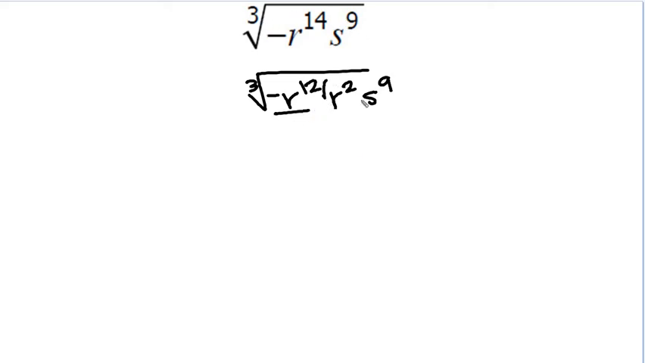So that's coming out, staying in, coming out. So 12 divided by 3 is going to give me negative r to the 4th. 9 divided by 3 is going to give me s to the 3rd. And I'm going to be left with the cube root of r squared.